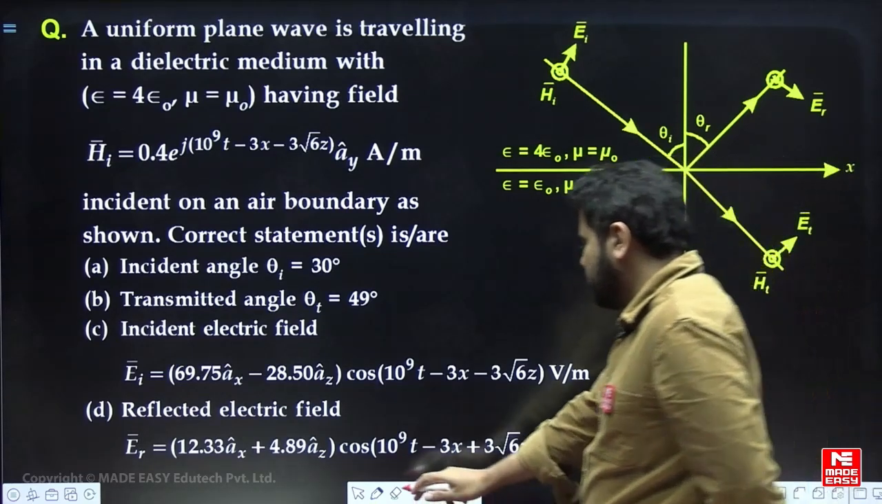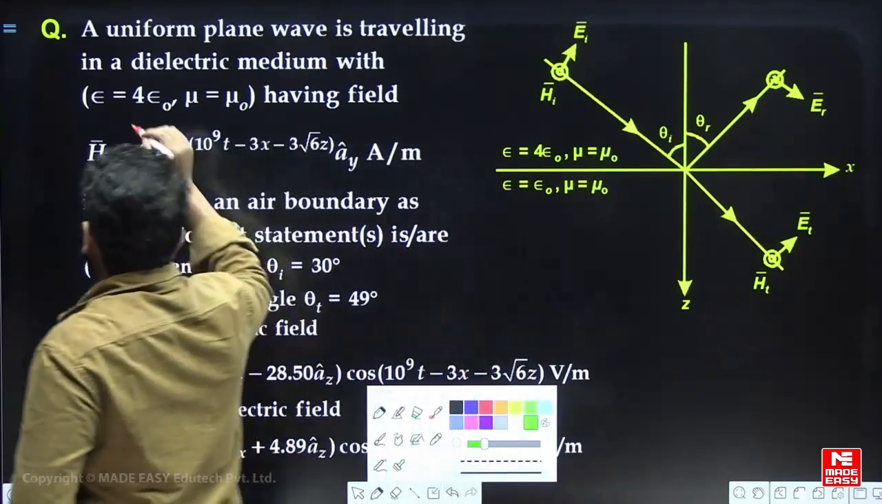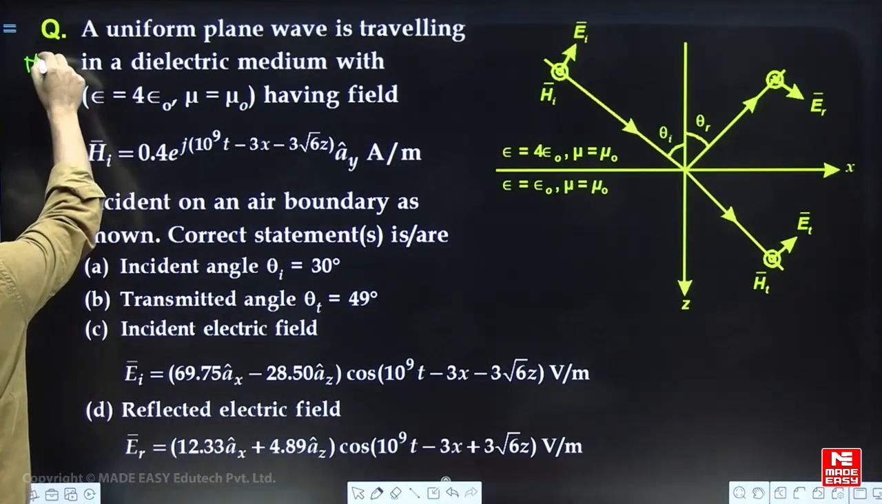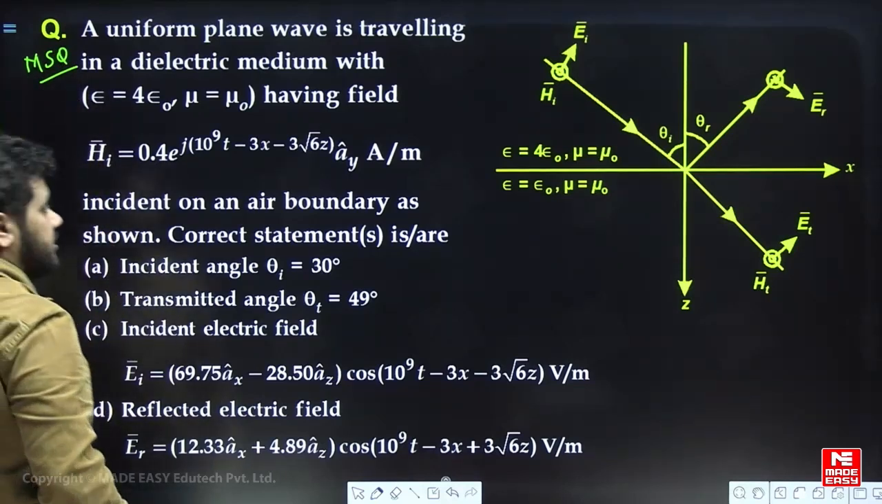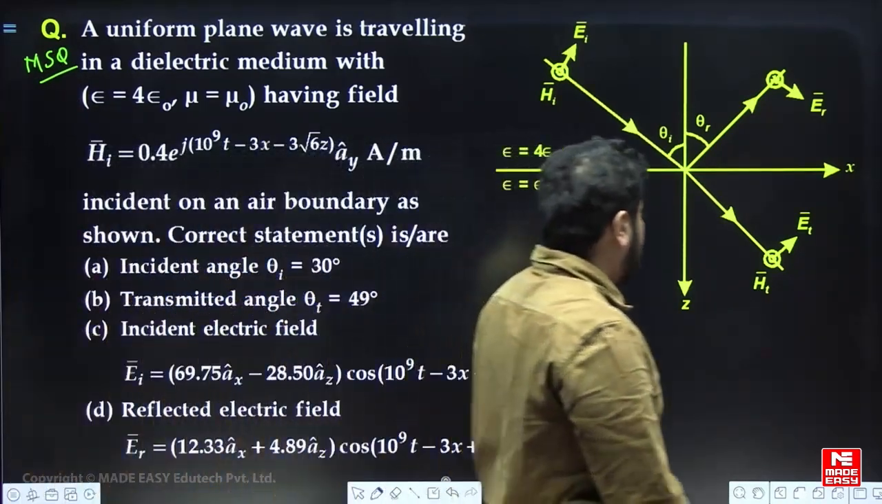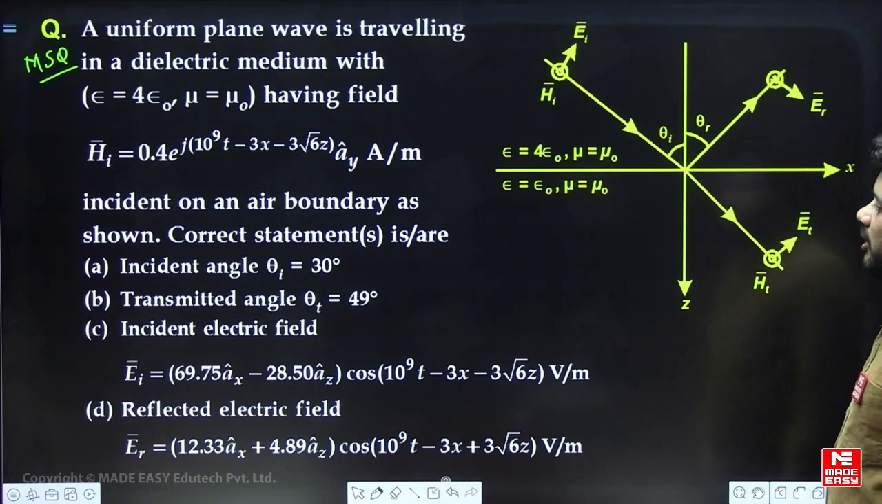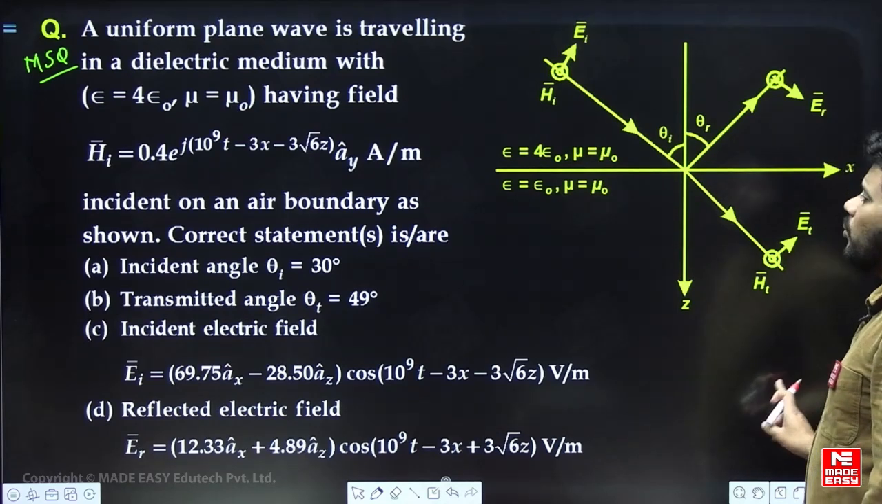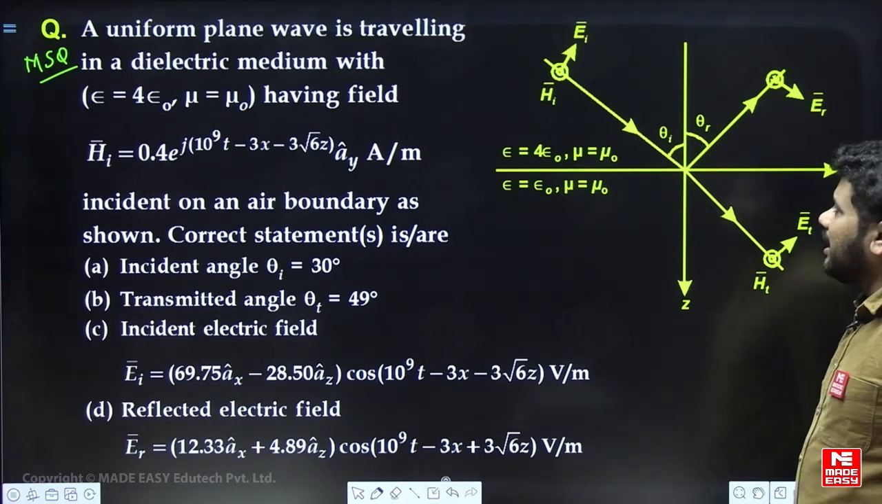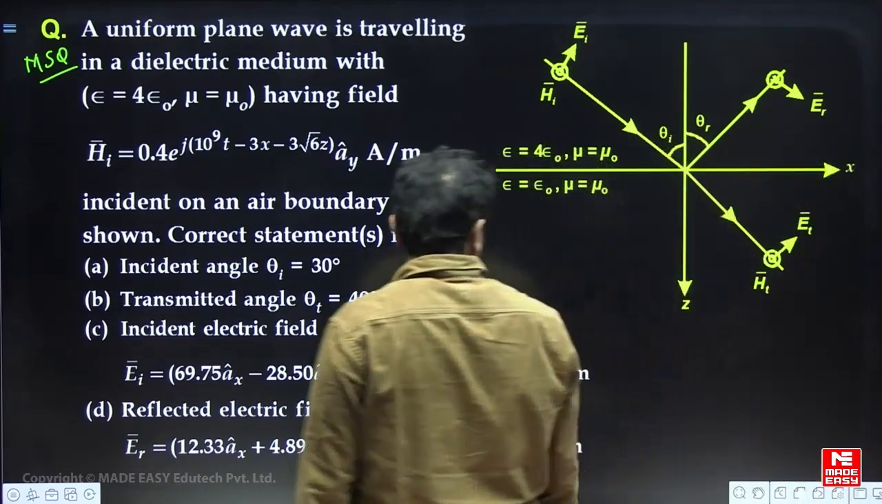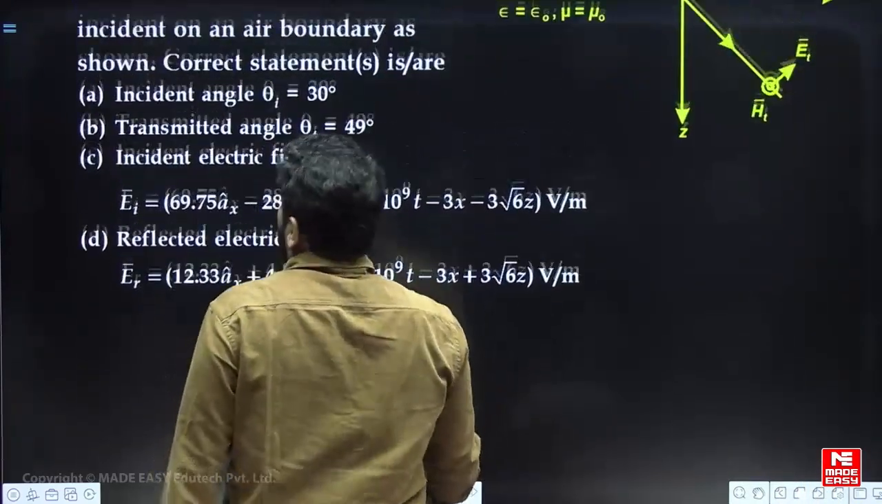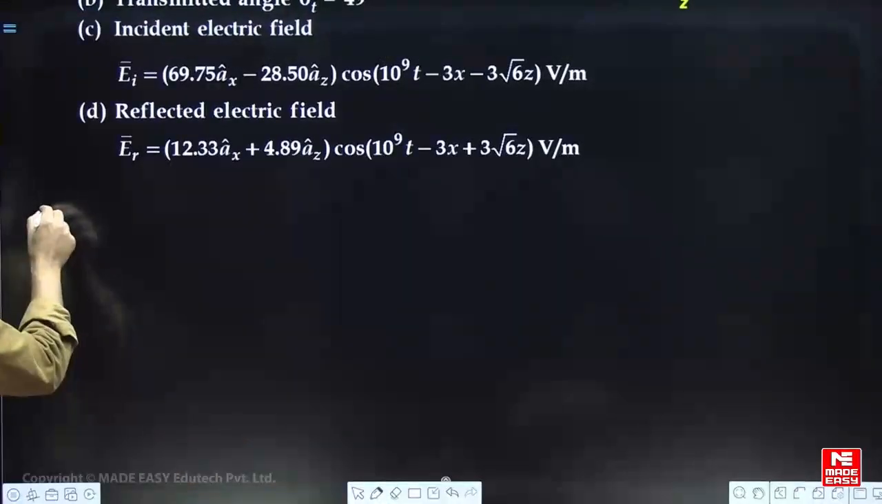Correct statements is or are. So this is your MSQ actually. So this question is your MSQ, that means multiple select question. So more than one answer can be correct, right? So we have to be careful while getting the value. So this is the question that has been given. Now what they are asking is that the incident angle theta I will be how much, correct? Now what you can observe here is theta I they are asking. So one by one, let us find the solution to this question.